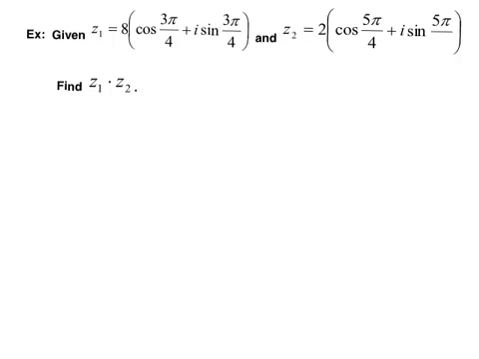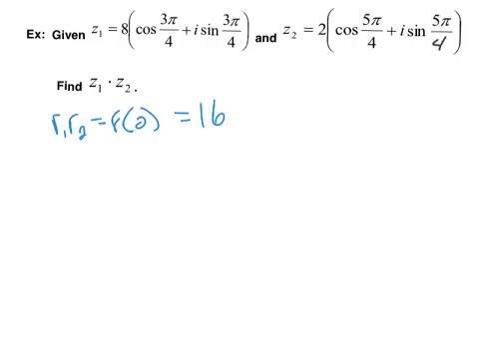All right, here we go. We have z1 is 8 times cosine of 3 pi over 4 plus i sine of 3 pi over 4, and z2 is 2 times cosine of 5 pi over 4 plus i sine of 5 pi over 4. I don't know why that 4 is missing, so we've got to put it in there. Now, a couple things. You have to have the same angle here, and the same angle here. But these two don't have to be the same. So if I want to find z1 z2, I find r1 times r2, and that's going to be 8 times 2.